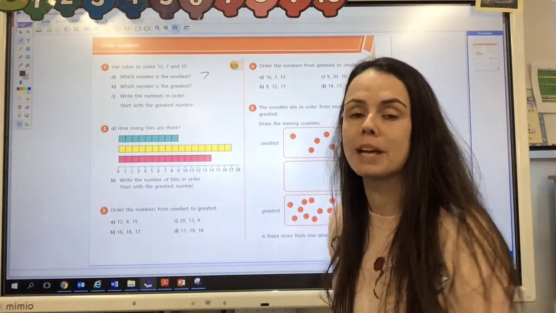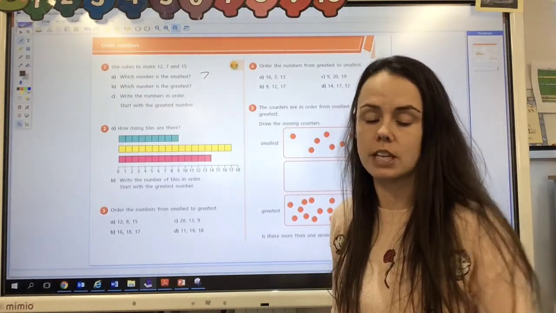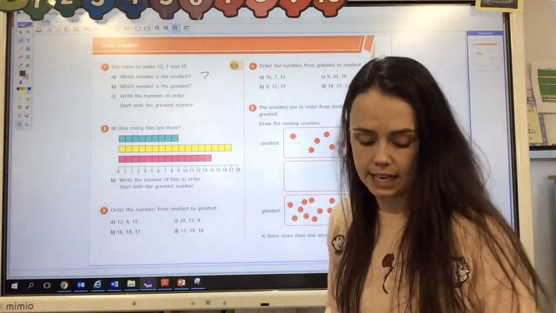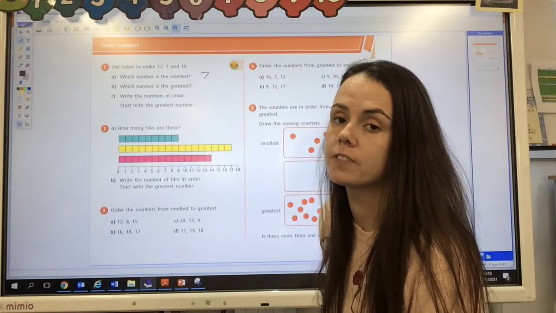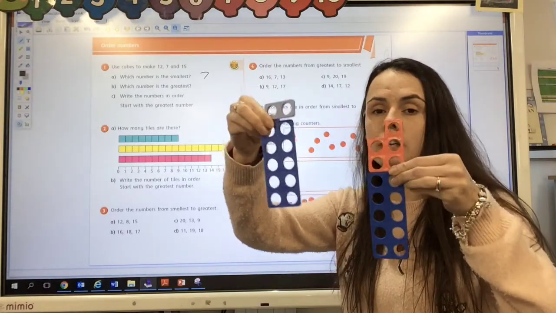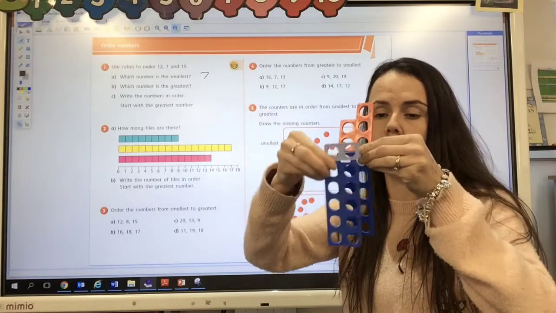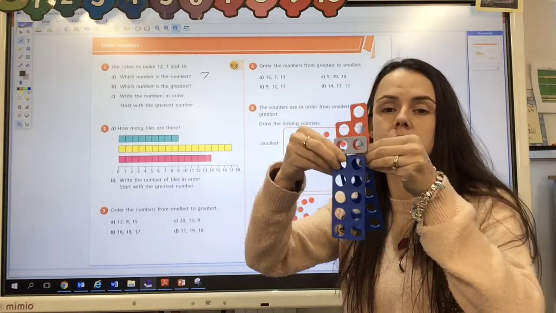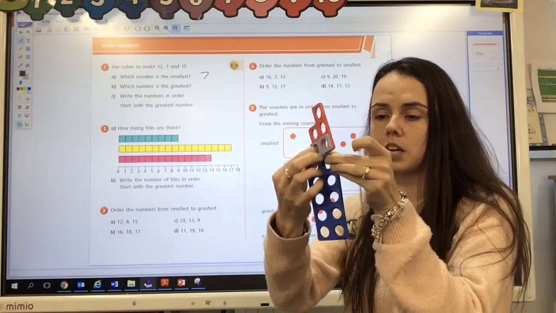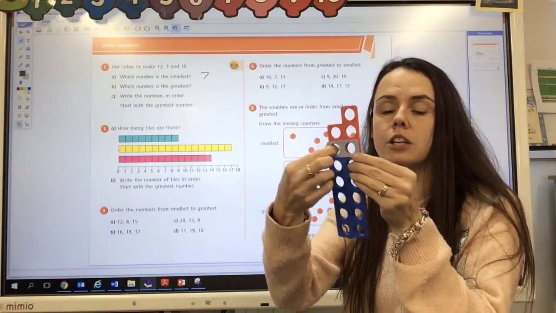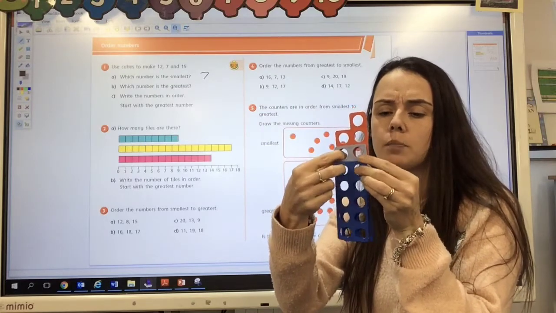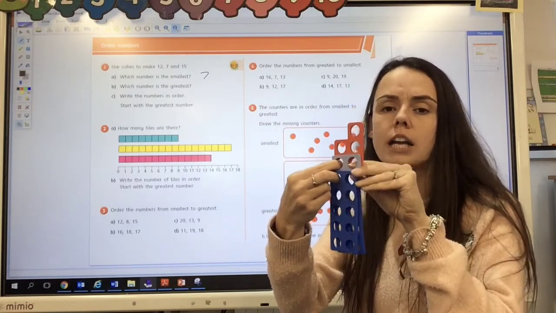So we're looking at what number is the biggest. So if we know 7 is our smallest number, we don't need to worry about that one. So what we're looking at is our 12 and our 15. So 12 and 15 here. Now, if I put my 12 on top of my 15, can you see my 15 still? So I've got my 10 on my 10 and my 2 on my 5. Can you still see the 15? Yes.